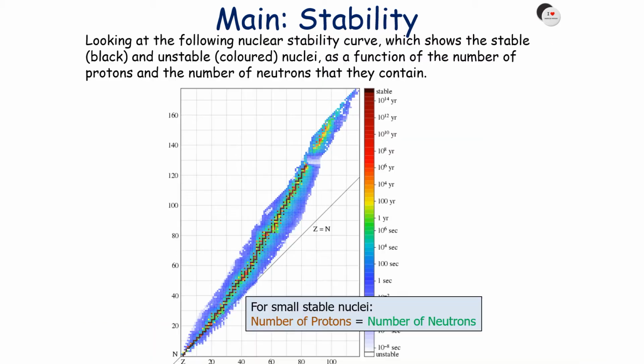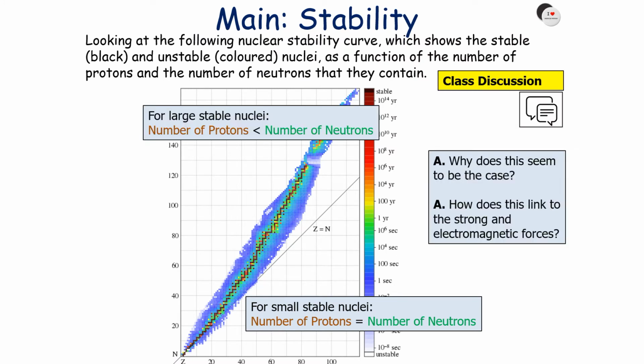Now you'll notice that for small stable nuclei the number of protons equals the number of neutrons, whilst for a large stable nuclei the number of neutrons is much greater than the number of protons. So why is this the case?